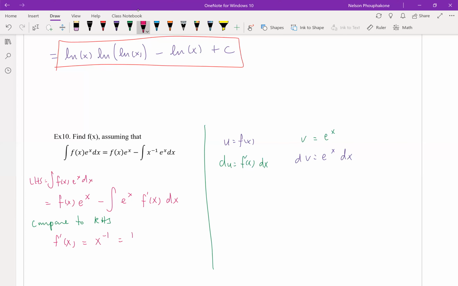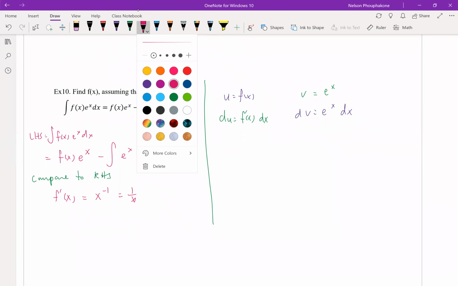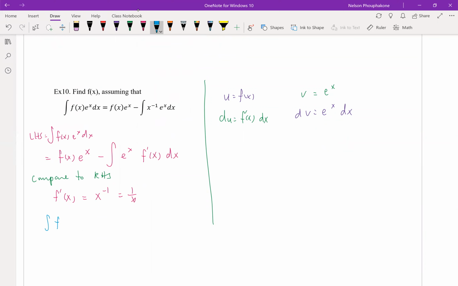Then if this is the case, if we take the integrals, it will be the integral of 1 over x dx. Then we know that this is the natural log of absolute value of x plus c. So therefore, in this case, I found out that my f of x is equal to natural log of x plus c.